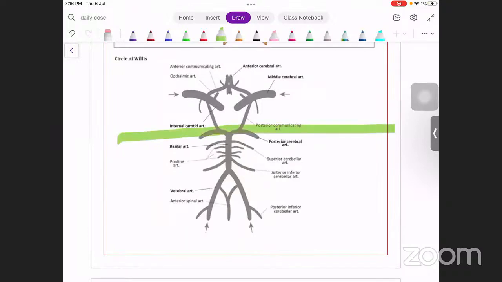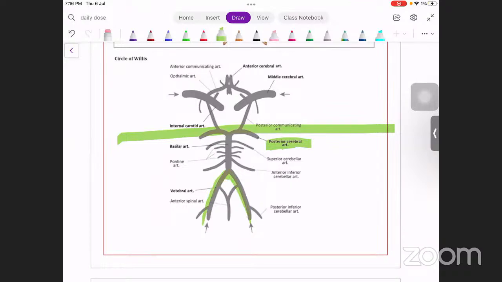Whatever is below the posterior cerebral artery forms the posterior circulation, while whatever is in front of or above it forms the anterior circulation. Speaking about the posterior circulation, from the bottom we have the vertebral artery.